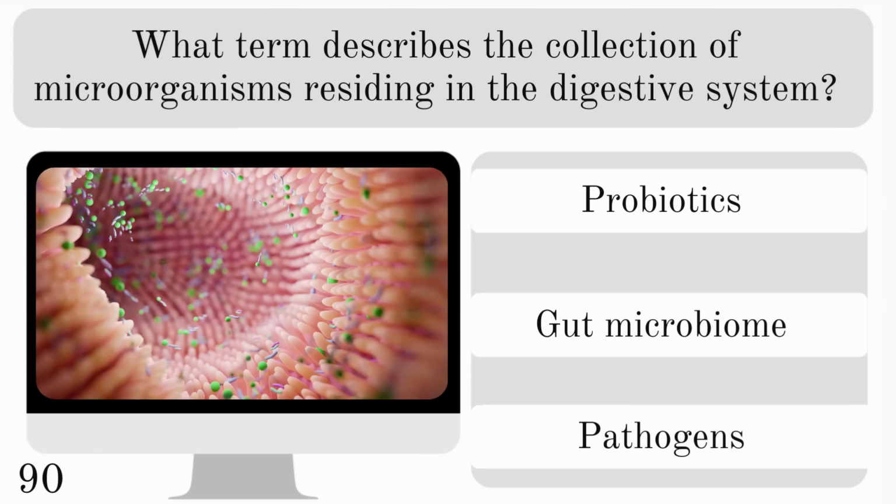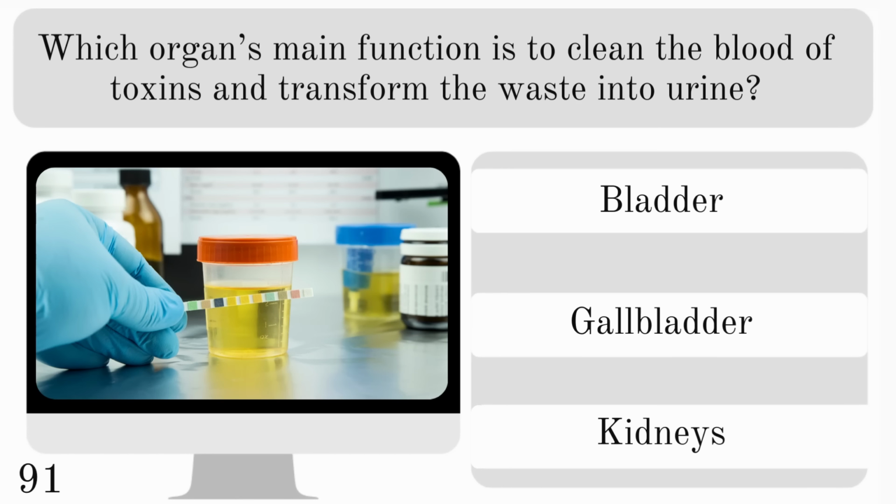What term describes the collection of microorganisms residing in the digestive system? Probiotics, gut microbiome or pathogens? And the correct answer, the gut microbiome. Okay, we're getting close to the end now. Here's the urinary system. Which organ's main function is to clean the blood of toxins and transform the waste into urine? The bladder, gallbladder or kidneys? And the correct one is the kidneys.